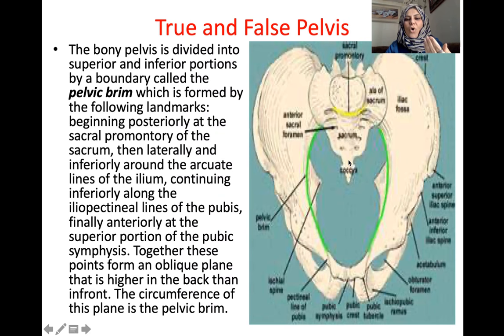You will find the concavity of the sacrum posteriorly. We will find the pelvic surface of the ilium and the ischium inferiorly and laterally, and we will find the posterior surface of the pubic bone anteriorly. So this is called the true pelvis. Whereas in the false pelvis, we find bones only posteriorly and laterally.